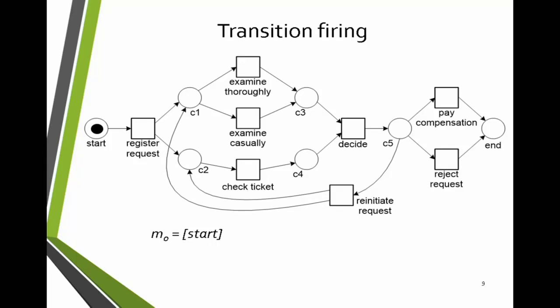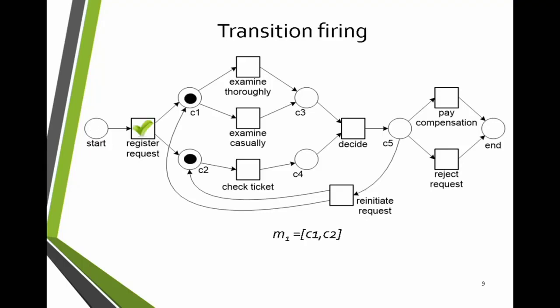But in order to show these firing rules or these firing semantics, I would like to give one single example. We always start in the initial marking. The initial marking meaning you have a single token in the start place, right? Well, which activity or which transition can I execute now? Obviously, only register request can be executed. What will happen if I execute register request? Well, you consume the token in start, and you produce a token in both output places. What are the output places of this transition? C1 and C2. So that's what we get.